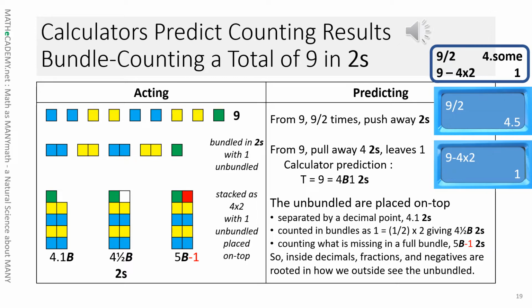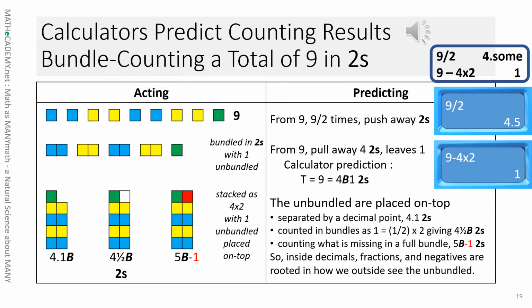From 9, we pull away 4 2s, leaving 1. So the calculator prediction is T equals 9 equals 4 bundle 1, 2s. The unbundled is placed on top, separated by a decimal point: 4.1, 2s. Or counted in bundles as 1 equals 1 over 2 times 2, giving 4.5 bundles, 2s. Or counting what is missing in a full bundle: 5 bundles less 1, 2s.